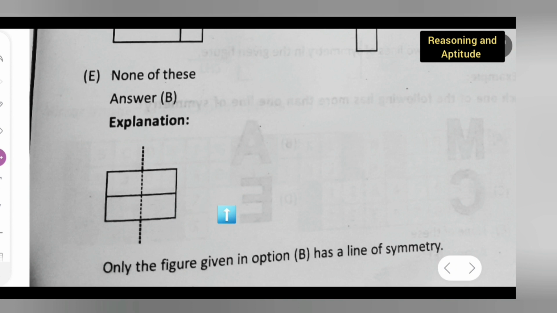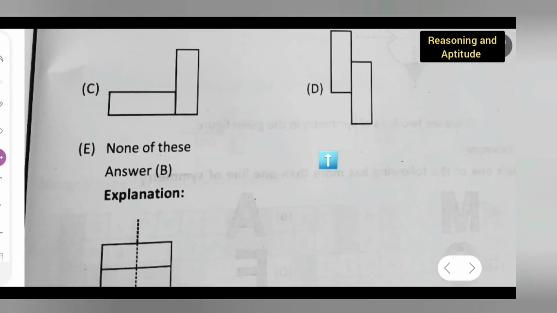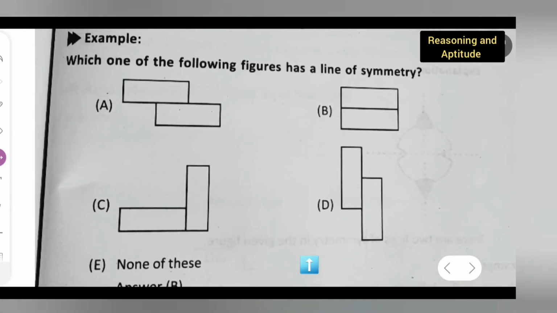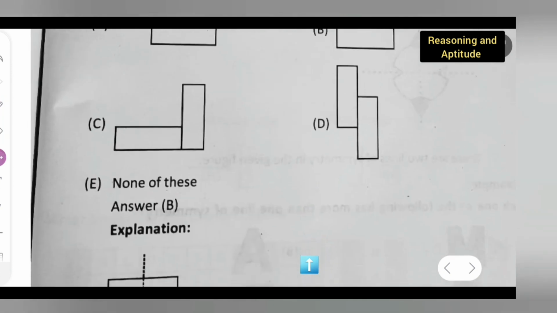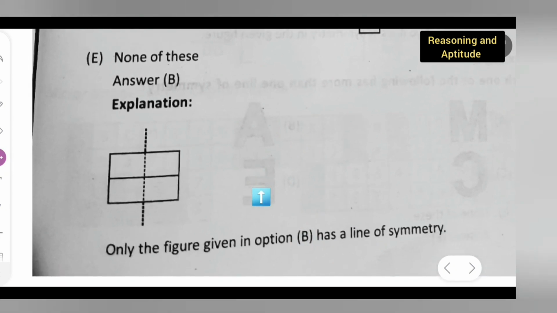Okay. Only the figure given in option B has a line of symmetry, okay. So here what you all can do is, this is having a line of symmetry, okay. So you all can take down this explanation part. Next, moving towards the next example, let us see.